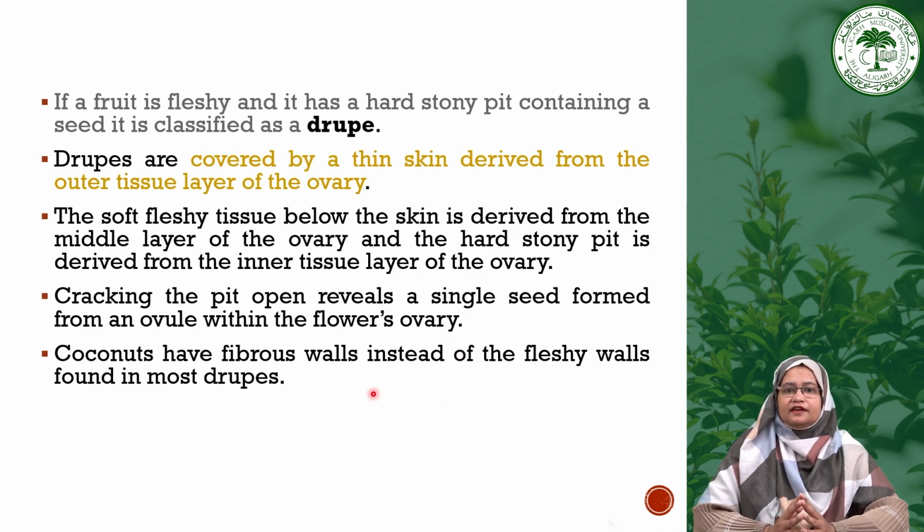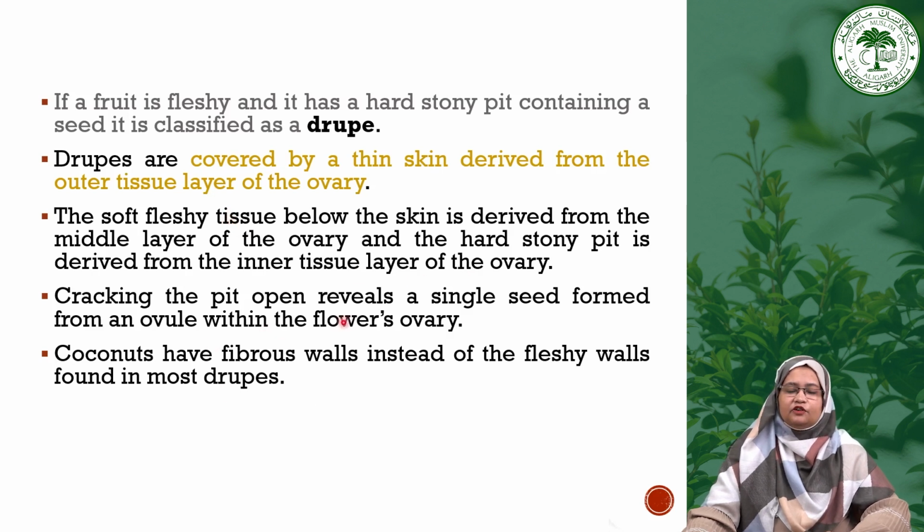If a fruit is fleshy and has a hard stony pit containing a seed, it is called a drupe, as we have discussed earlier. Drupes are covered by skin derived from the outer tissue layer of the ovary, and the soft fleshy tissue below the skin is derived from the middle layer, that is called the mesocarp, and the hard stony pit is derived from the inner tissue layer of the ovary.